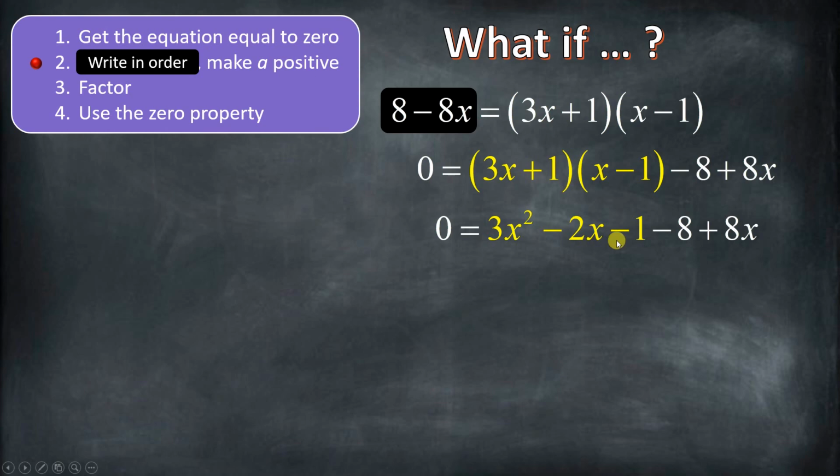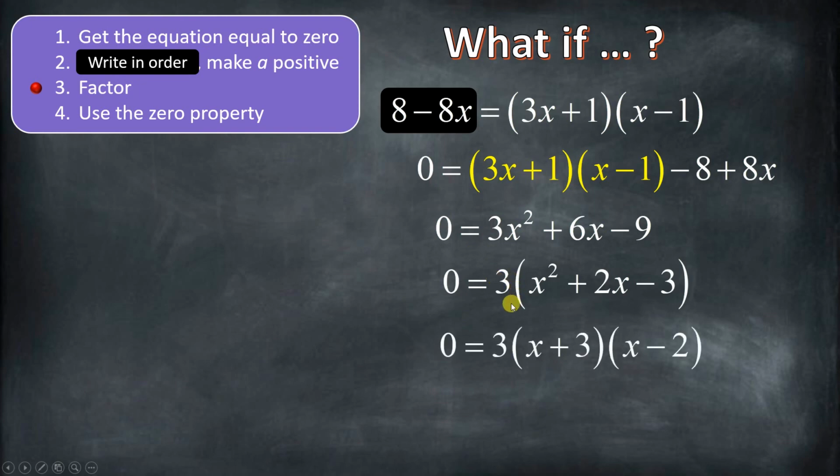Now all we got to do is just combine like terms. We have a term with a negative 2x and a positive 8x. They're on the same side of the equal sign, so we're just going to combine those. And of course, negative 1 and negative 8 make negative 9. So now we have this equation. From this equation, a is not 1, right? But like we saw earlier, we can divide a 3 out of all of this. Do you see we can take a 3 out of that?